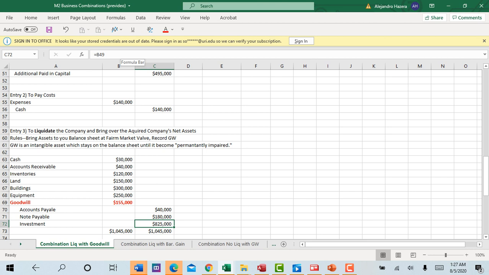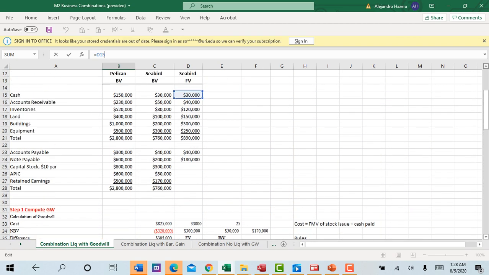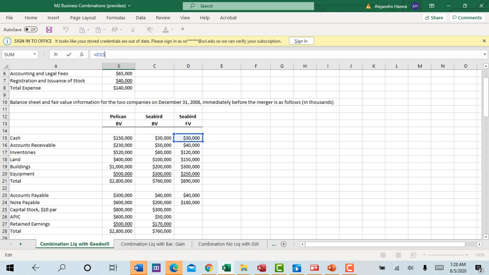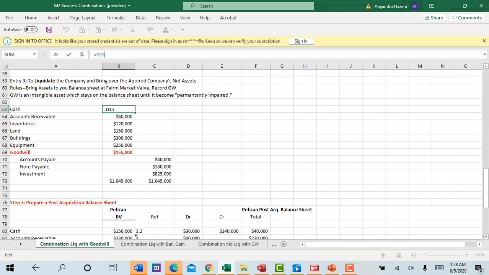And then we brought all the assets down at their fair market value. Every asset here we took at its fair market value. You see cash right there. That's true for all the other assets. We took them from the fair market value column of Seabird's balance sheet.